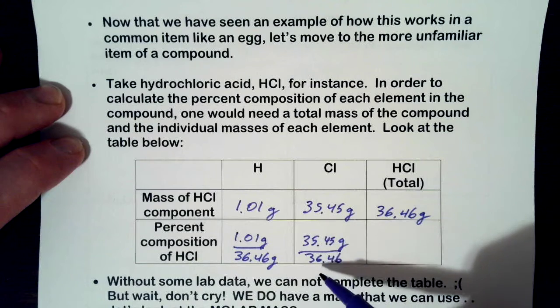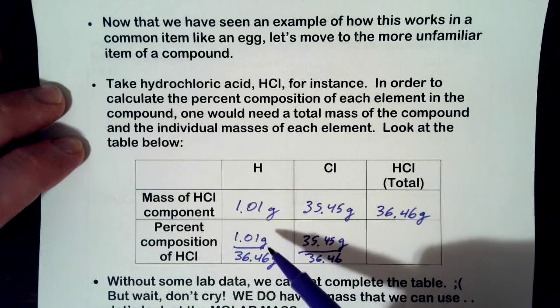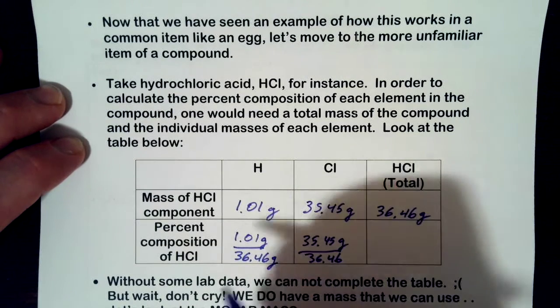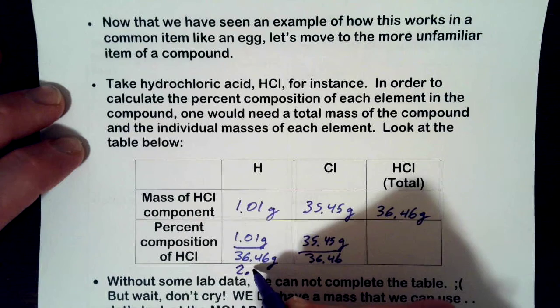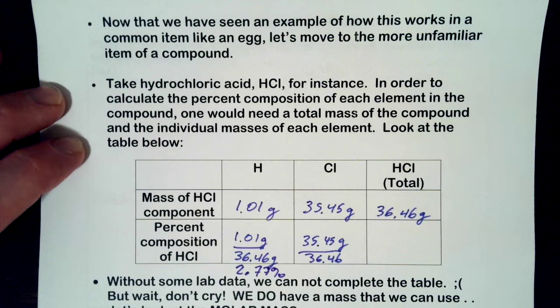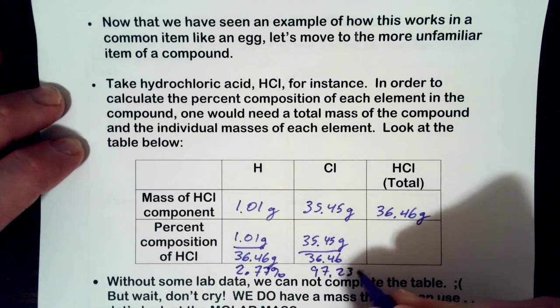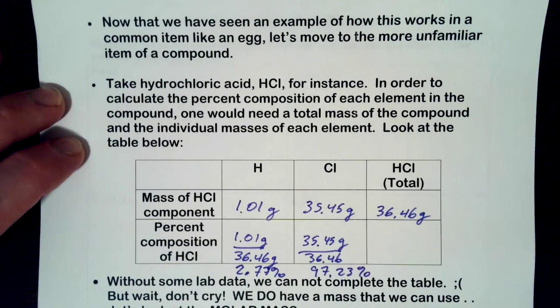If you got all hung up on sig figs, you could say, well, this is 3, this is 4, so I'd go 3 sig figs here. And you just throw those in the calculator. And remember that in order to turn them into a percentage, you have to move the decimal 2 places. So this one ends up being, going to 2 decimal places, 2.77%, and then the other one, 35.45 divided by 36.46, is going to be 97.23%. And you know you've done these right because the percentages should add up to 100%.